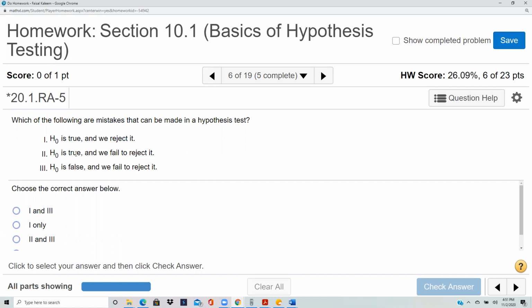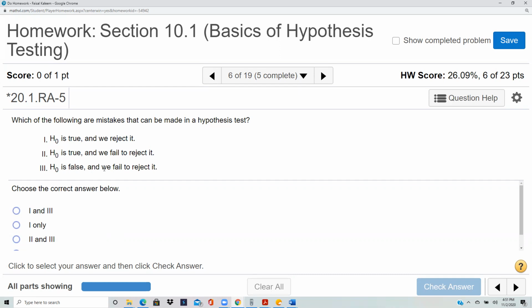H naught is true and you fail to reject it. Well, that's not a mistake. If something is true, you better fail to reject it. Fail to reject is kind of saying that we accept, but again, we don't want to use a very strong language that we accept. We just say fail to reject.